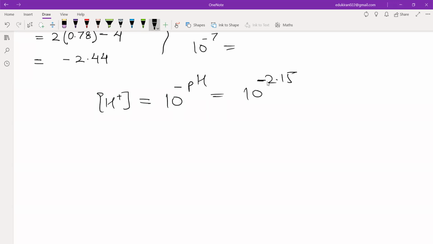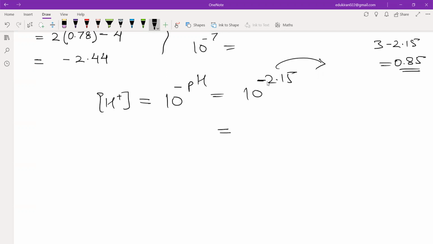Minus 2.15. Okay, minus 2.15. So tell me, what is the nearest whole number after 2? 3. Right? So I can calculate 3 minus 2.15. How much is that? This will be equal to 0.85. Yes or no? Yes, sir.